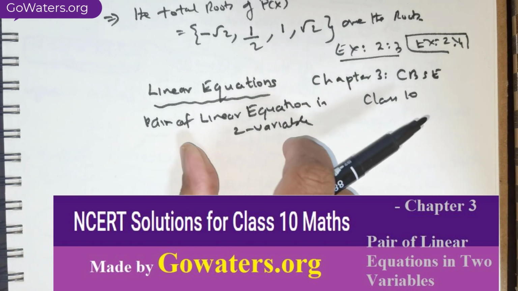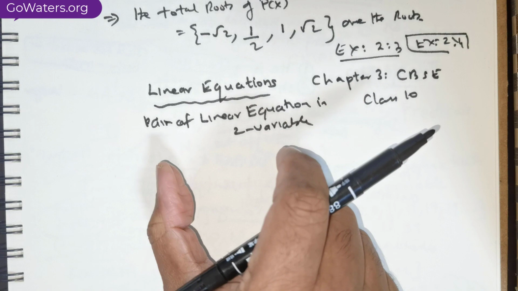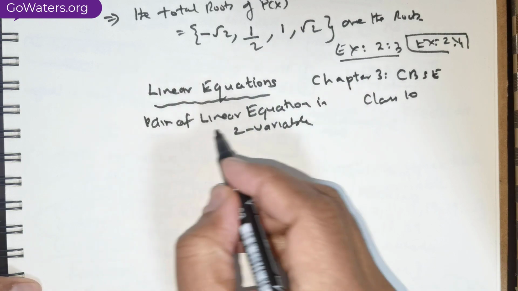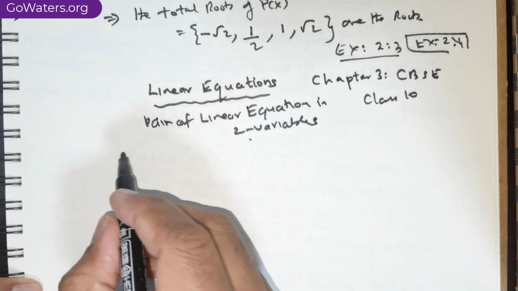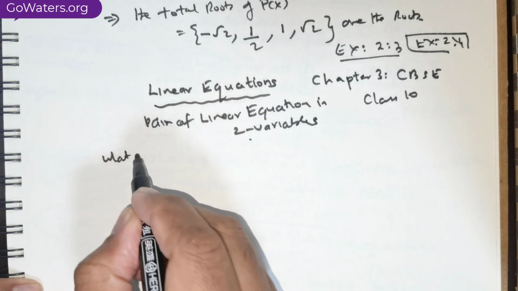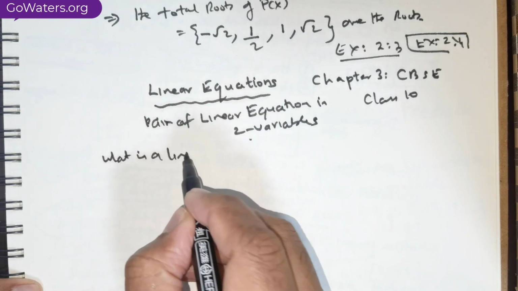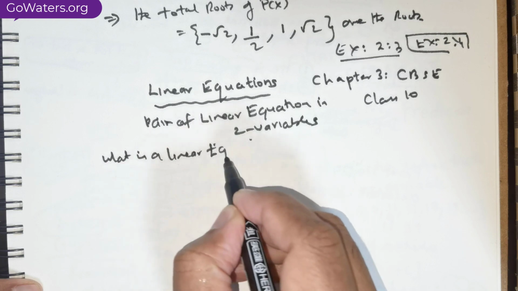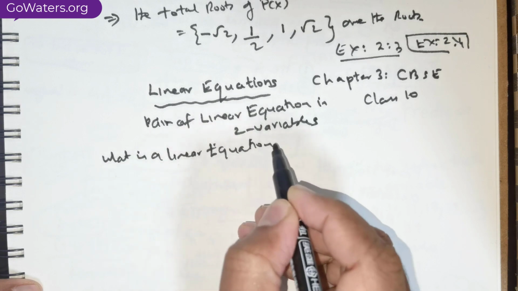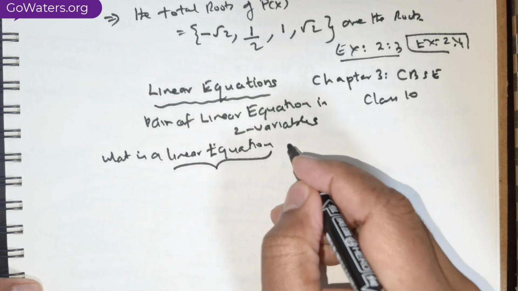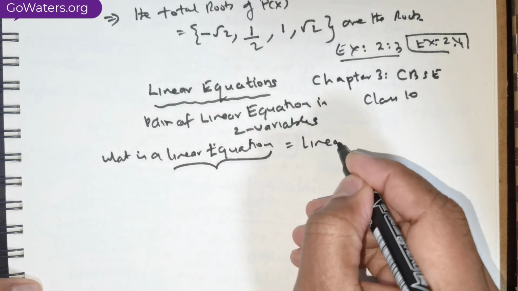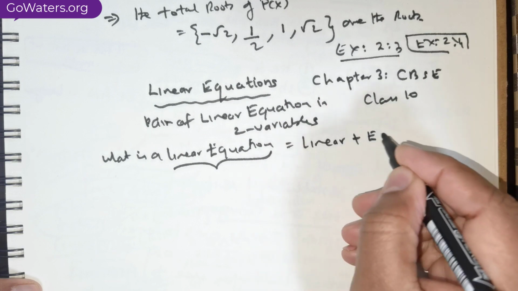Now foremost, before we could get into the main chapter, which is pair of linear equation in two variables, let us understand what is a linear equation. Now in this particular term, linear equation, you got two particular words: linear plus equation.